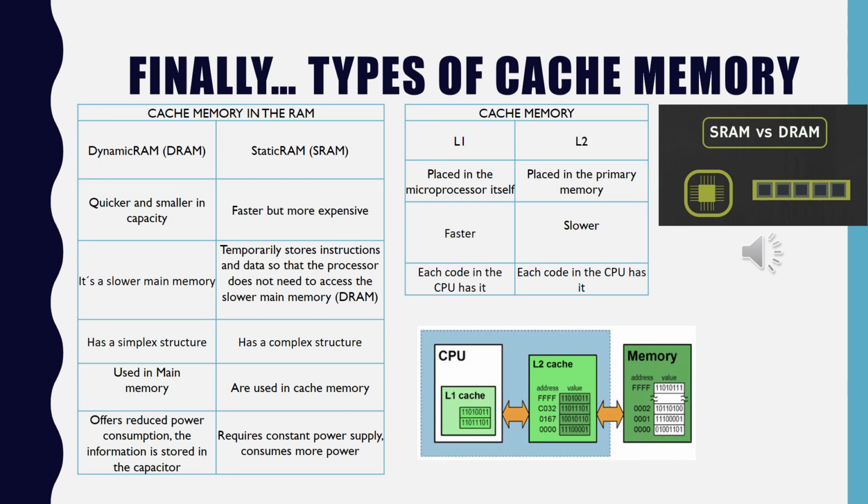The cache memory in the L1 is placed in the microprocessor itself, is faster and each core in the CPU has it. While the L2 is placed in the primary memory, is slower and each core in the CPU has it.